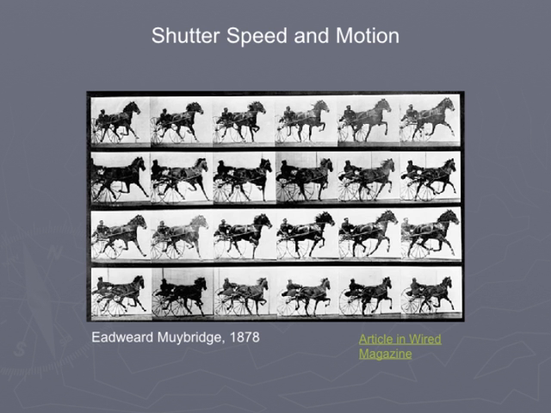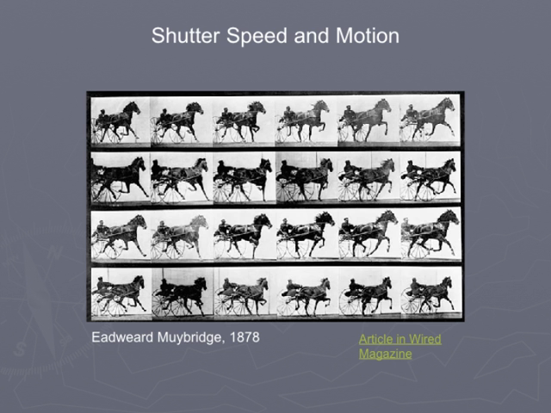In this PowerPoint, we're talking about shutter speed in motion, and I wanted to start with this photograph of the horses that you can see done by Edward Muybridge back in 1878. It was actually a series of photographs taken with 12 different cameras to be able to capture the horse in motion like this. And it was originally done for Governor Leland Stanford in California, who wanted to prove that when a horse is running, all 4 feet leave the ground.